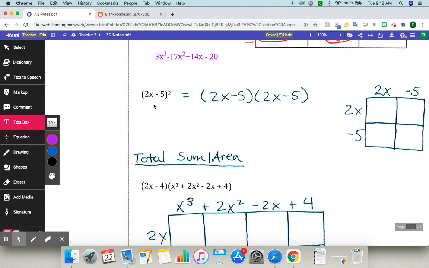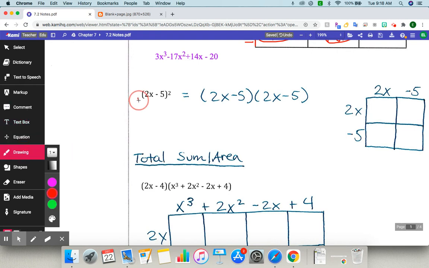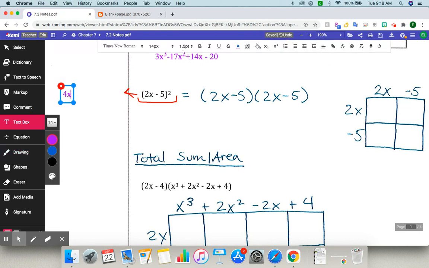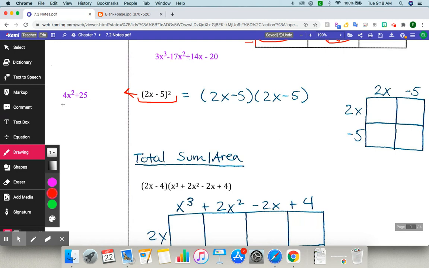In the next example, this is actually called a perfect square since each of our factors are the same, and that's why we can write this as 2x minus 5 to the second power. Now, some people try to tell me that this is equivalent to 4x to the second plus 25. However, they are missing a crucial part, so this is not correct.